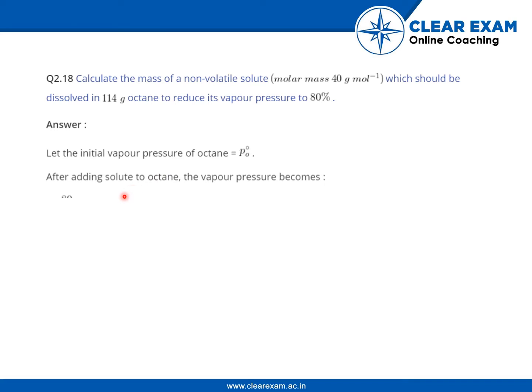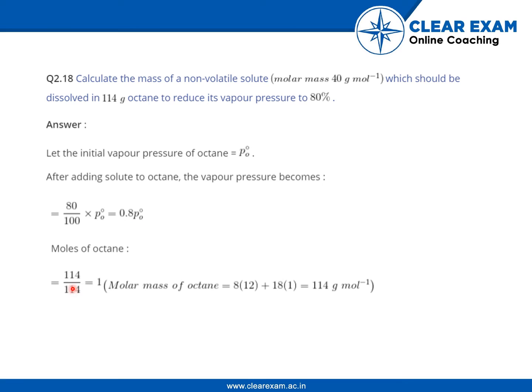After adding solute to octane, the vapor pressure becomes 80 divided by 100 into P0, which gives us 0.8 P0. Since the vapor pressure reduced to 80%, we used this and we got the vapor pressure as 0.8 P0. So moles of octane is 114 divided by 114, as the molar mass of octane is 114. So moles of octane is 1.